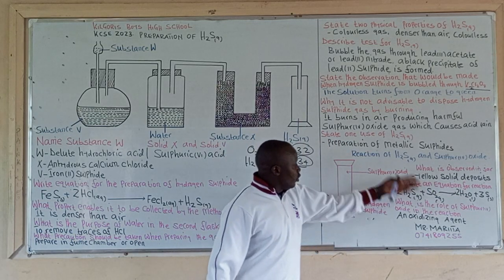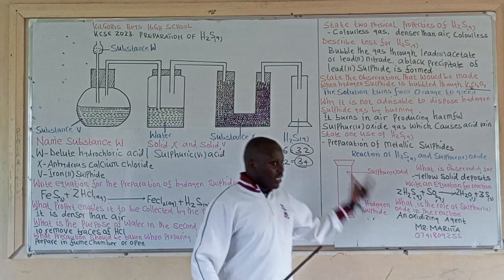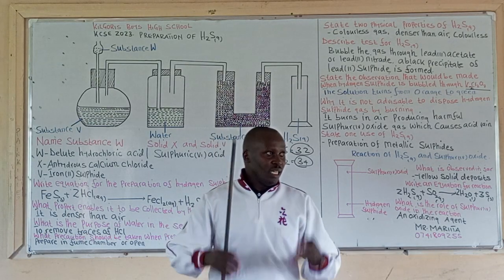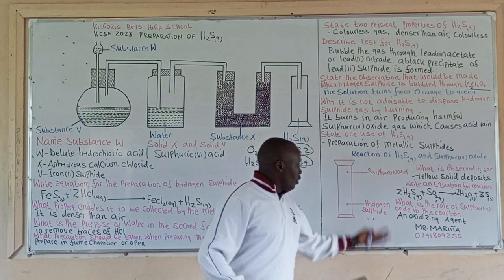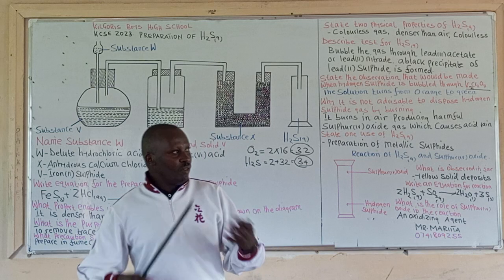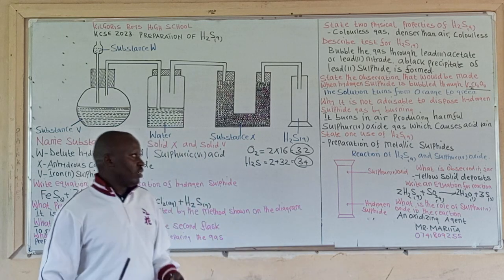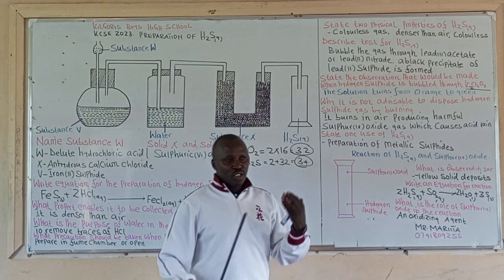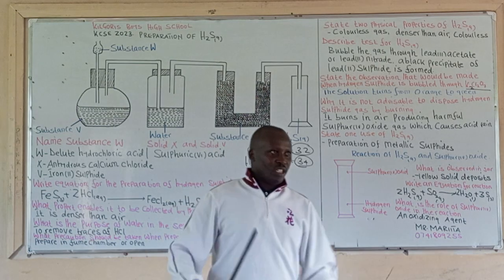Now, write an equation for the reaction. Of course, you must have a well-balanced equation with the correct state symbols. What is the role of the sulfur oxide in this reaction? If you are asked to give the role of sulfur oxide in this reaction, we just say that the role of sulfur oxide in this reaction is acting as an oxidizing agent.